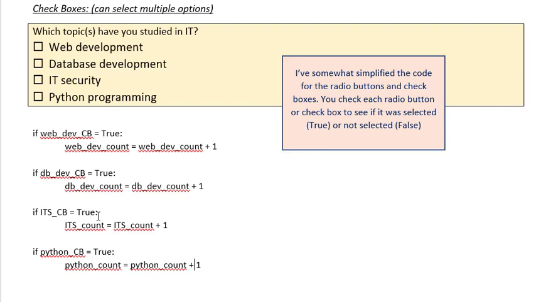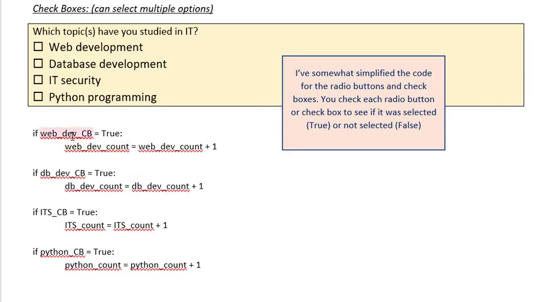Then we'll check the ITS security, and if it's false, if it's not selected, it will skip the statement and go down to the Python checkbox. It is true, it's been selected, so it will add 1 to the count for Python students.